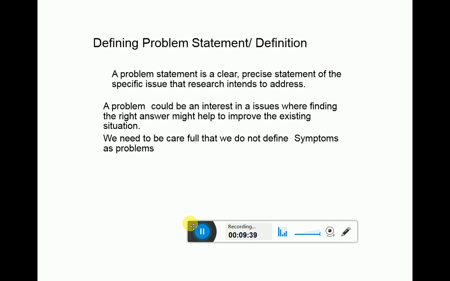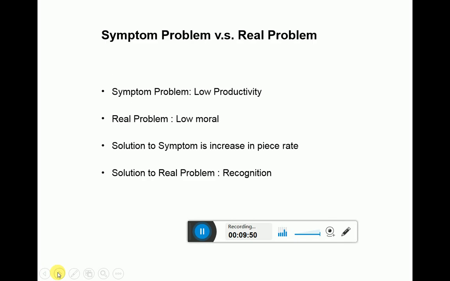A problem could be an issue or interest where finding the right answer might help to improve the existing situation. In a problem statement, the researcher must always focus on the real problem, not on the symptom problem.